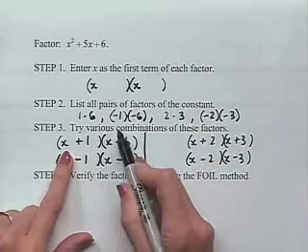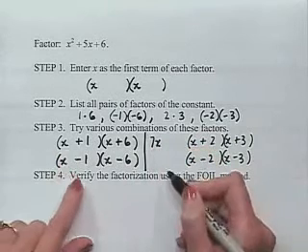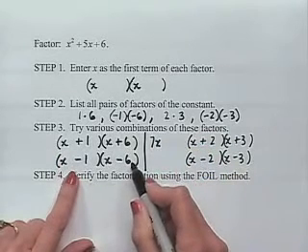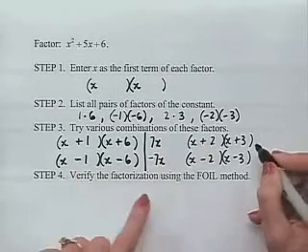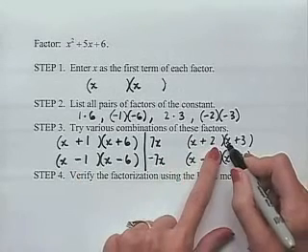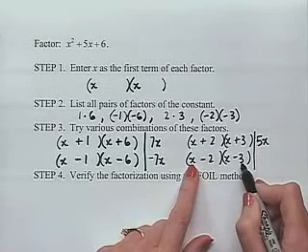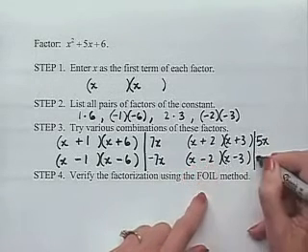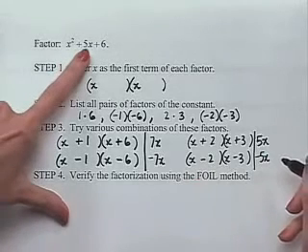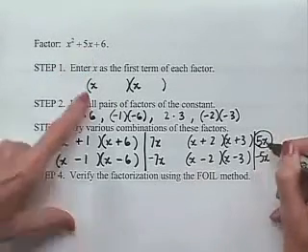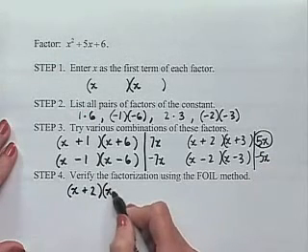We're going to have our outer term of 6x and our inner term of 1x, and that would give us a middle term of 7x. If we have our outer term of negative 6x and our inner term of negative 1x, that would give us a middle term of negative 7x. If we have our outer term of 3x and our inner term of 2x, that would give us our middle term of 5x. If we have our outer term of negative 3x and our inner term of negative 2x, that would give us a middle term of negative 5x. Which one do we want? We want the one that ends up giving us the positive 5x in the middle. So our factorization should be x plus 2 times x plus 3.